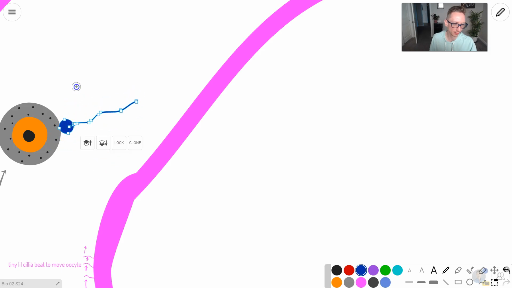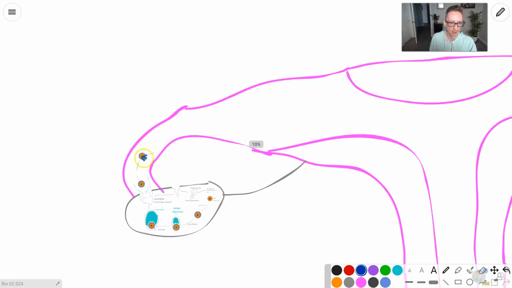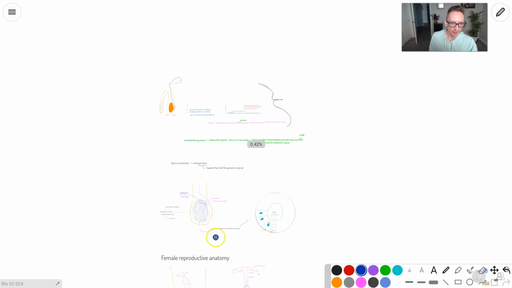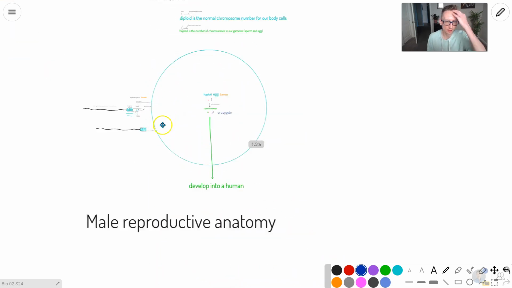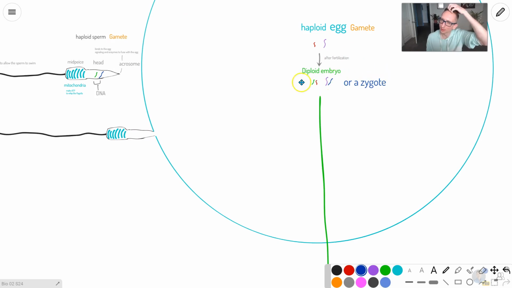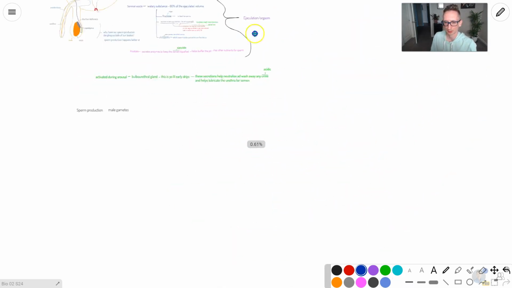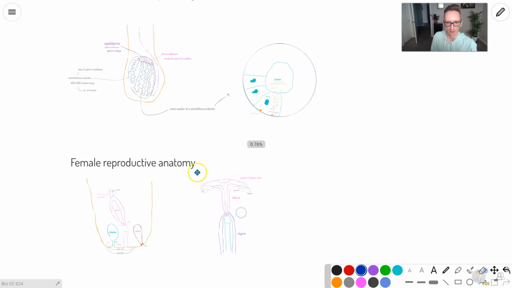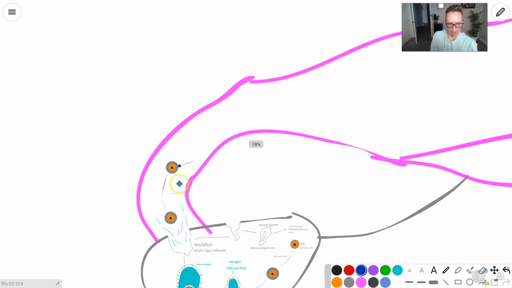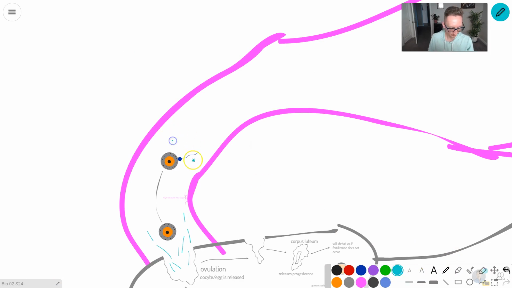Okay, so we got this now fertilized. We would have now the acrosome activating this whole thing here, right? The acrosome would activate and the DNA from the sperm would now enter into the egg or the oocyte. And now we would have a zygote or an embryo that would start to develop. Okay, so now fertilization occurs in the fallopian tube. Fertilization usually occurs in the fallopian tube or the oviduct.